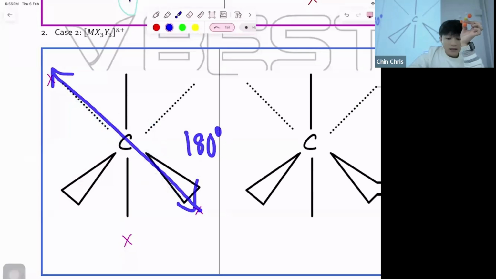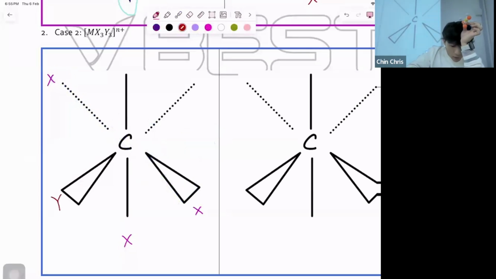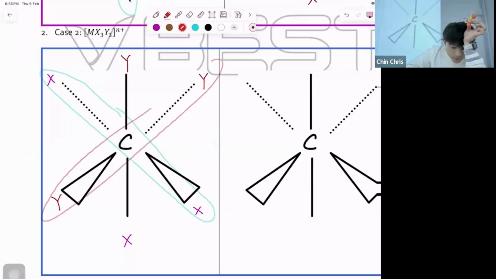Look at the white color. The white color is going to be 180 degree as well. I hope you guys can see the 180 degree. You can highlight this, that's a 180. You can highlight this, that's a 180. So again, if your similar ligands are 180 apart, we call it opposite. That's a cis, but we don't call it cis or trans. We call it fac or mer.